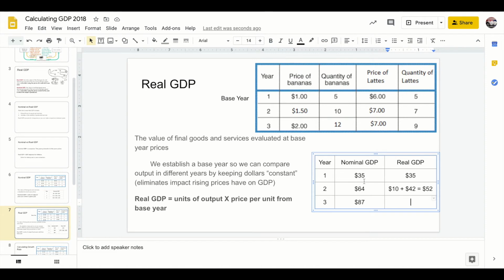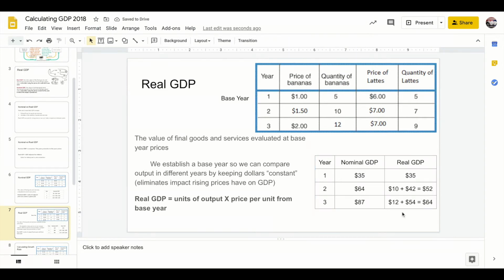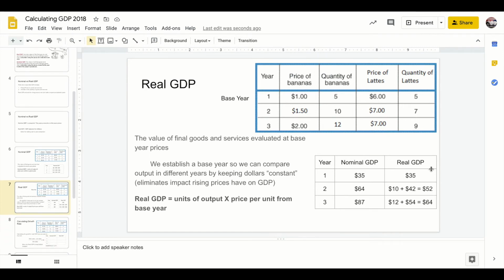And then finally, for year 3, we made 12 bananas that cost $1 each. So that's going to be 12 plus whatever we got for lattes. 9 times 6 is what, 54? Hopefully I'm right. So what's that? $64. All right, so again, our real GDP has increased. It has just not increased nearly as much as it appeared that it would. Now we're going to take these numbers and move on to the next part. So our real GDP gives us a more accurate representation of what's happened to our production over those years.